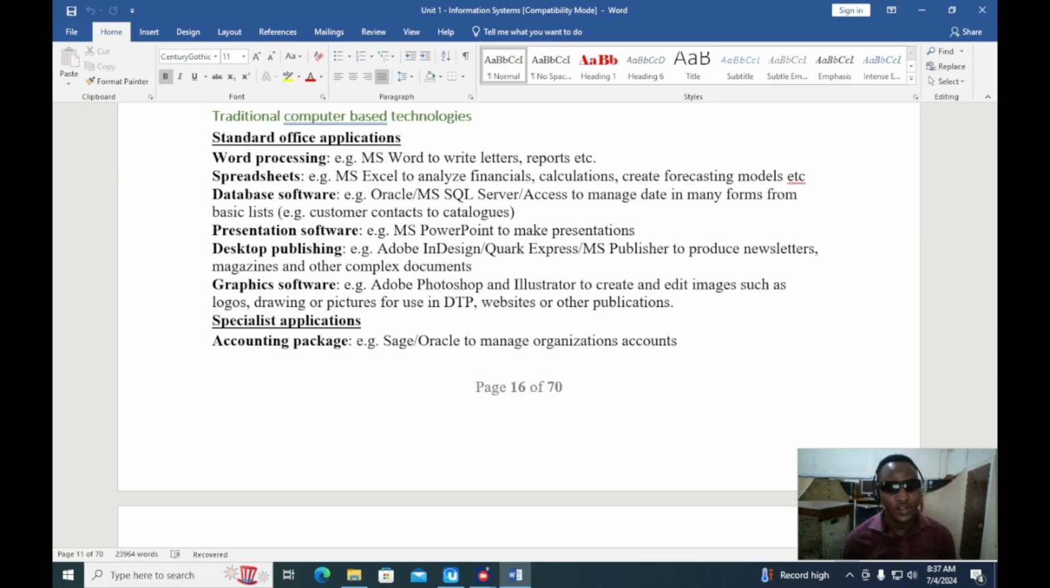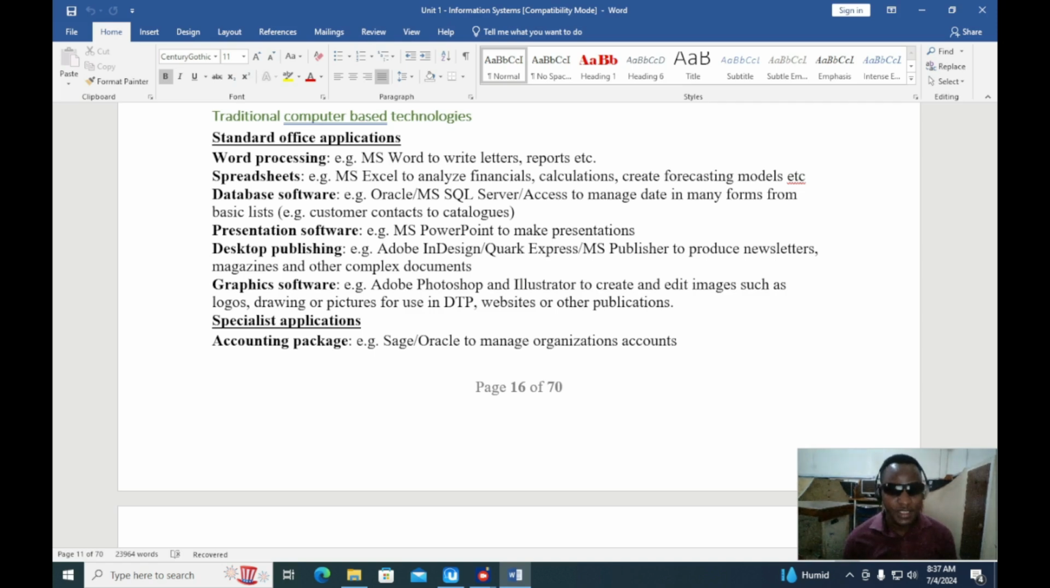Then we also have database software. For example, we have Oracle, Microsoft SQL Server, and Access that we use to manage data in various forms, for example customer contacts. Then we have presentation software, which is Microsoft PowerPoint, that we use to make presentations.